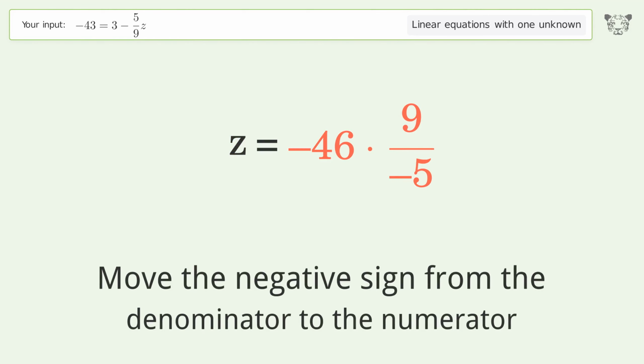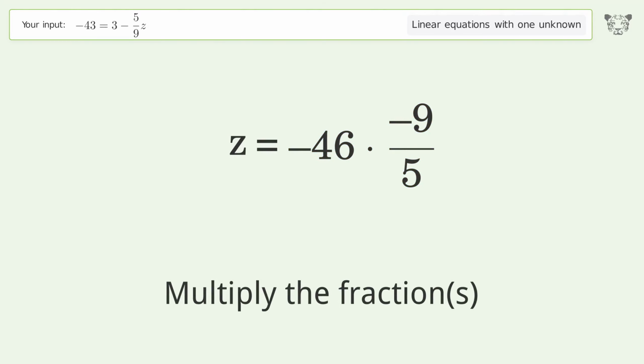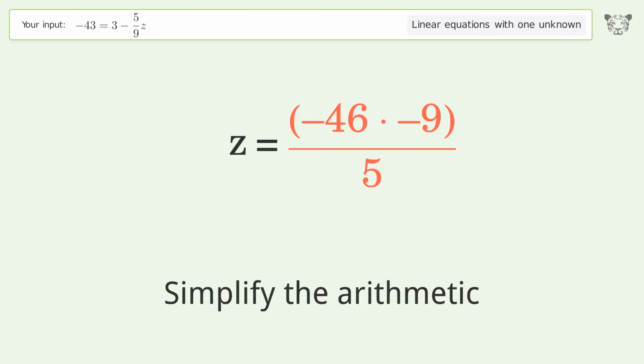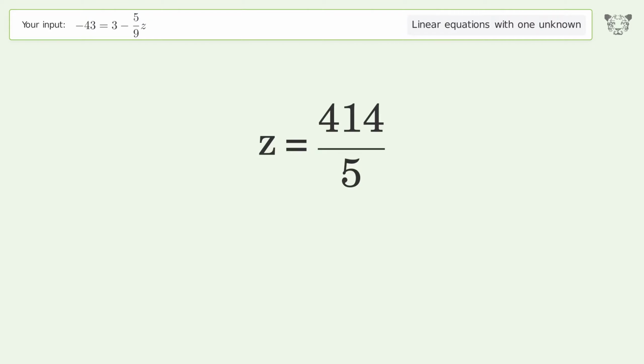Move the negative sign from the denominator to the numerator. Multiply the fractions. Simplify the arithmetic. And so the final result is z equals 414/5.